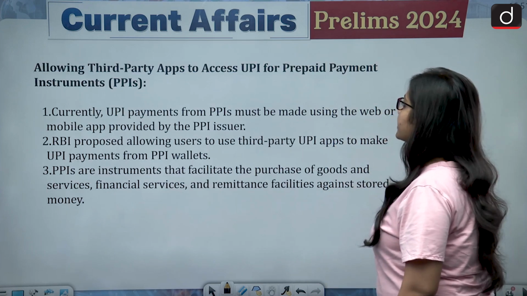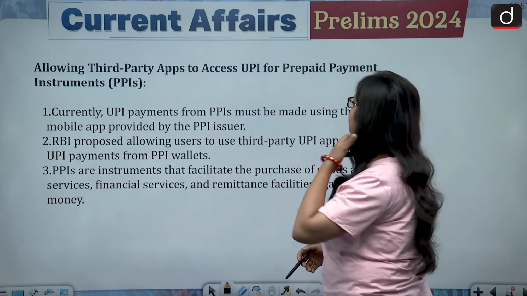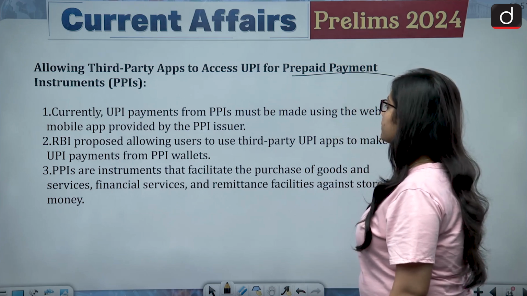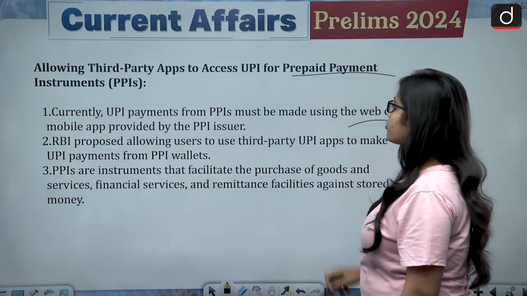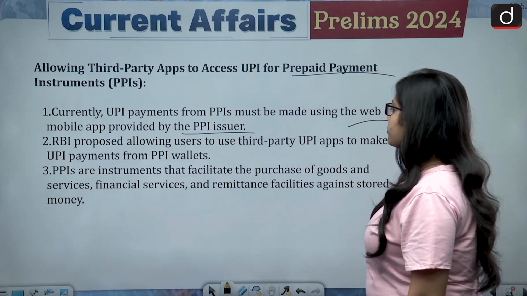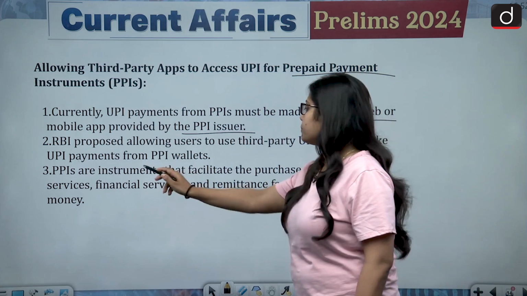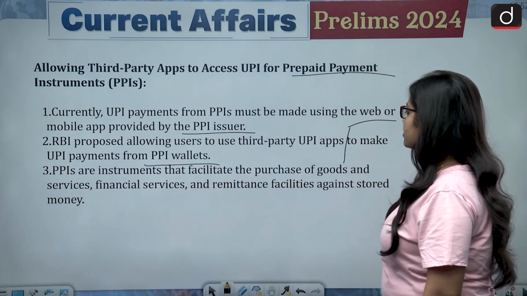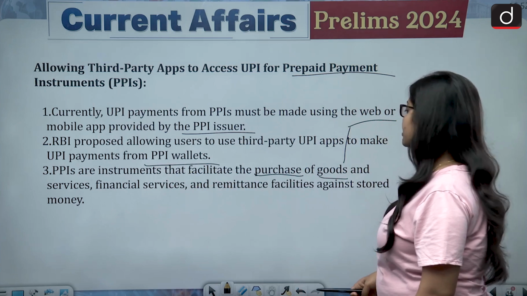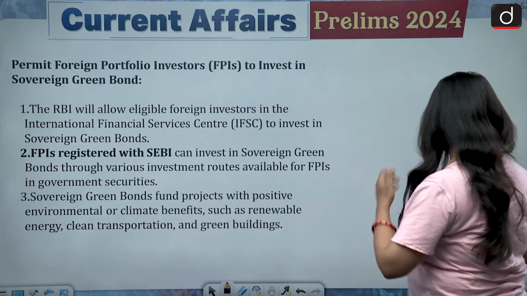Then, allowing third-party apps to access UPI for prepaid payment instruments, PPIs. Currently UPI payments from PPIs must be made using the web or mobile app provided by the PPI issuer. Then RBI proposed allowing users to use third-party UPI apps to make UPI payments from PPI wallets. PPIs are instruments that facilitate the purchase of goods and services, financial services and remittance facilities against the stored money. So this will also be done through UPI.